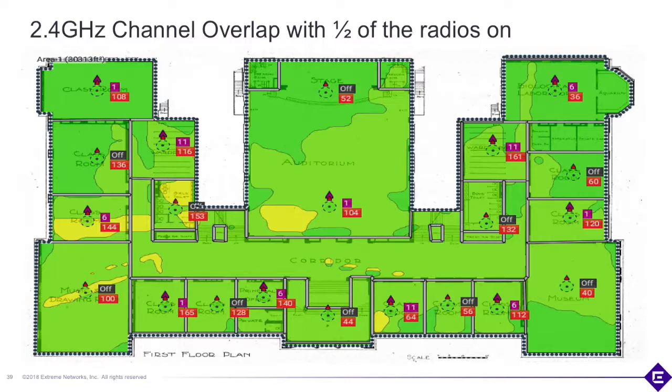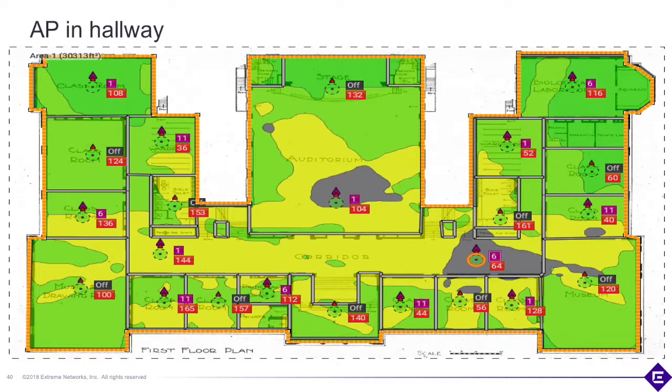However, if I put 2 APs in the hallways, you can see that we get some gray areas where there's more than 3 APs on the same channel, and there's a lot more yellow than the previous slide. So it's important to, if at all possible, limit putting your APs in your hallways.